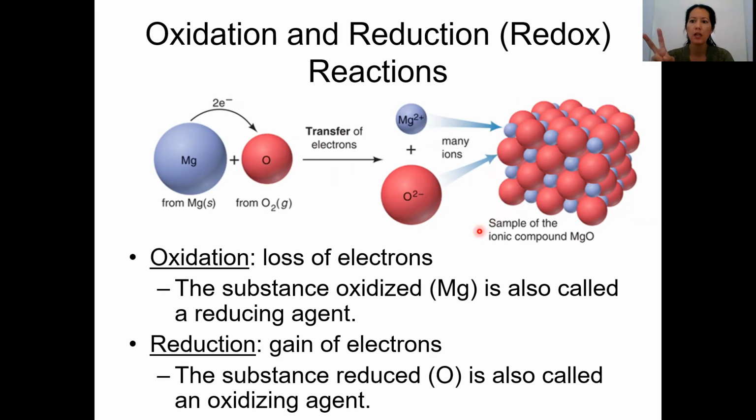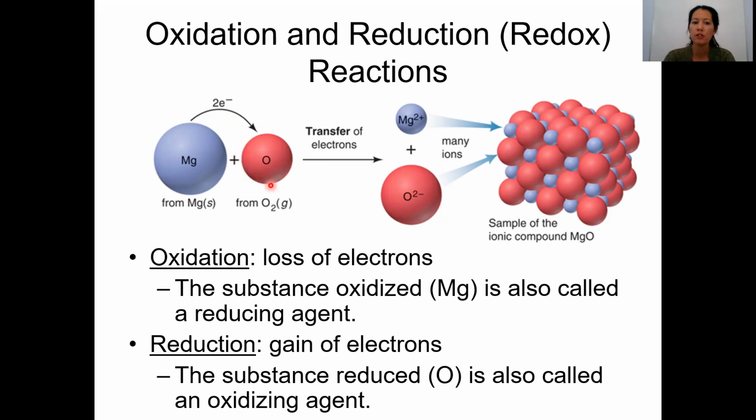So there are 2 things that go hand in hand in a redox reaction, oxidation and reduction. The oxidation step is the loss of electrons. So for magnesium, magnesium's losing 2 electrons, so magnesium is being oxidized. And who is it being oxidized by? By oxygen. So in this case, magnesium is oxidized and oxygen is the oxidizing agent.